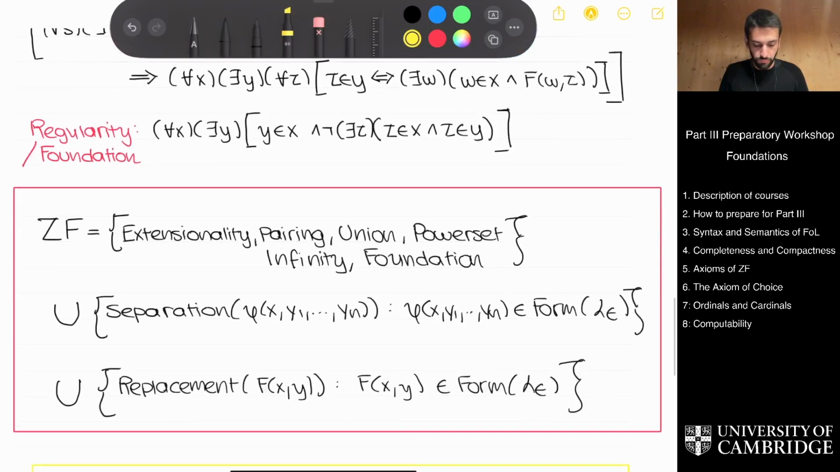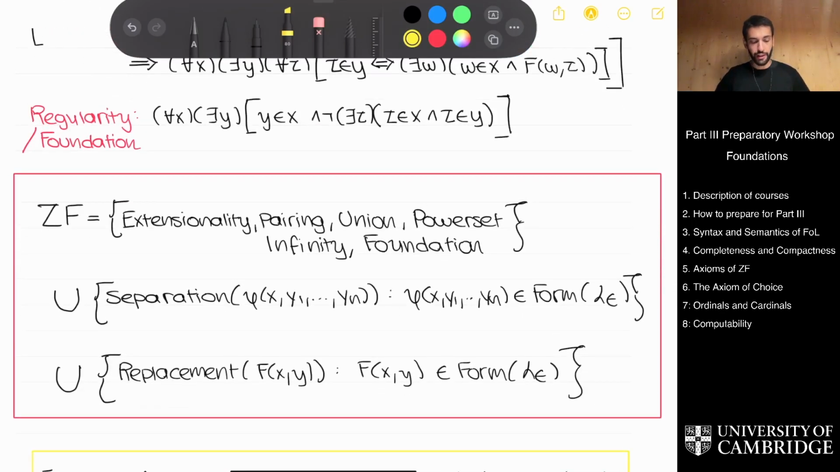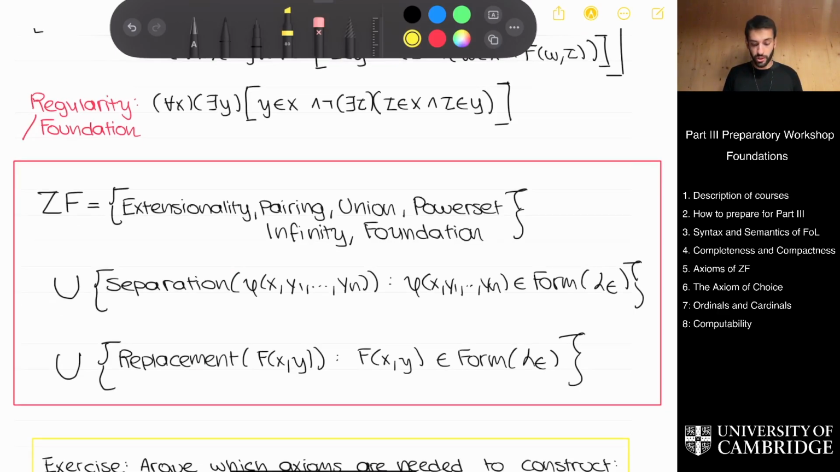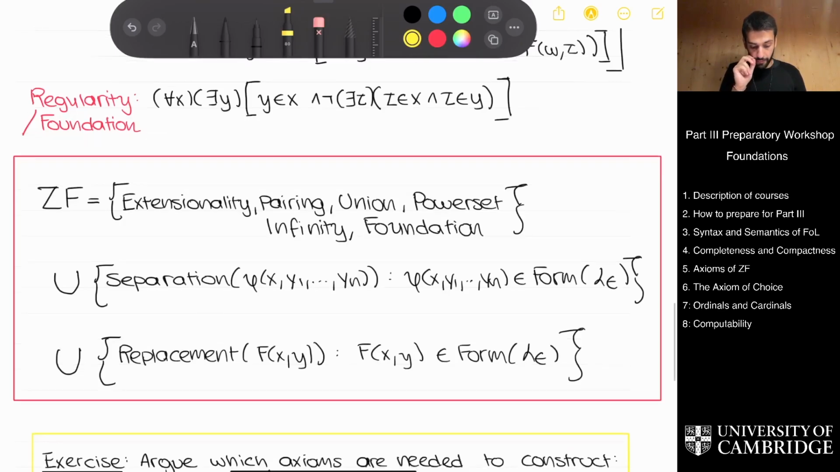Okay. And finally, I can therefore define ZF as the following set of axioms. It's going to contain extensionality. So formally, it's a set of axioms containing extensionality, pairing, union, power set, infinity, foundation. All of the instances of separation, so for all such formulas phi in the language of set theory, and all of the instances of replacement, again, for all such formulas f of xy. And this gives us ZF.